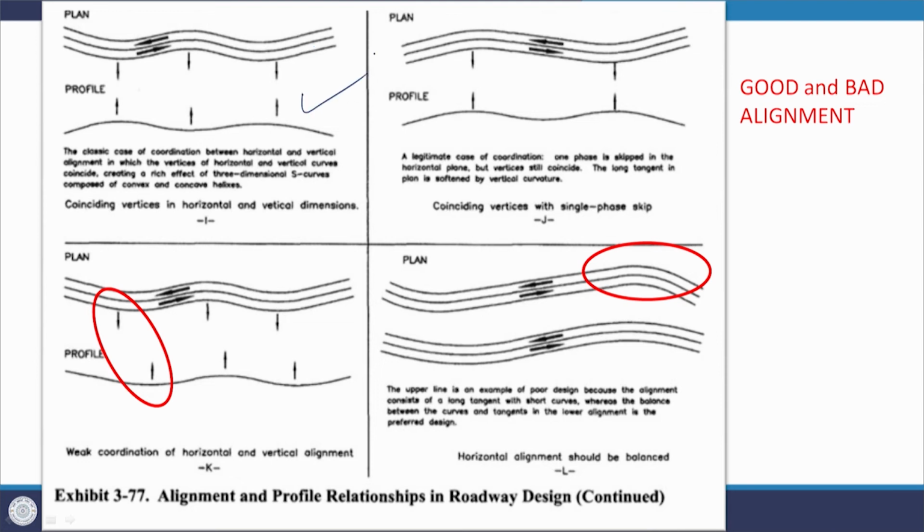So, when these types of things are happening and if they are coinciding with each other, then that is fine, that means it is going to give you a good 3D view also. So, the guidance is being satisfied as we have discussed. Here in this case, as I said, you have two changes in the horizontal profile and three changes in the vertical profile, but the first one and the last one are coinciding.